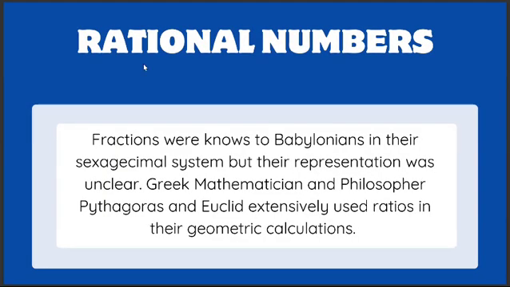Then there is another type of numbers called rational numbers, which are called rational because they are ratios of integers. So fractions were known to Babylonians in their sexagesimal system, but their representation was unclear because they did not know how to symbolize these fractions. Later on, Greek mathematician and philosopher Pythagoras and Euclid extensively used ratios in their geometric calculations.